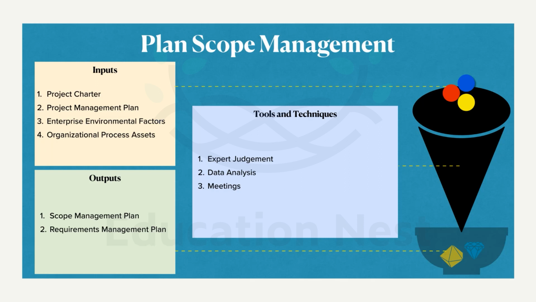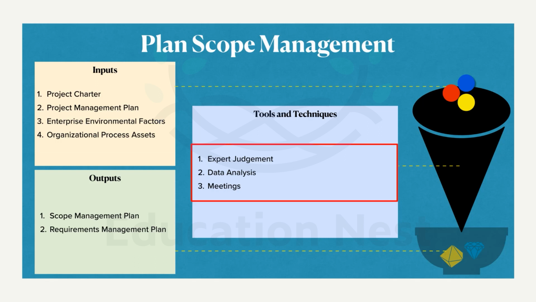So let's take the inputs. What do we have here? First, we have the project charter. We all know what it is. The project management plan, the overall complete plan of the project. The enterprise environmental factors, internal factors, external factors, and then also the organizational process assets. You can see the enterprise environmental factors and organizational process assets being repeated over and over.